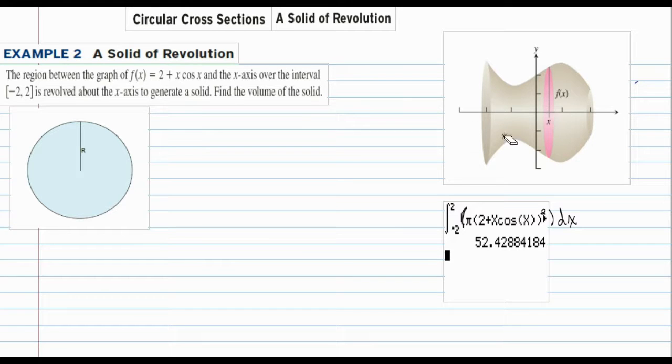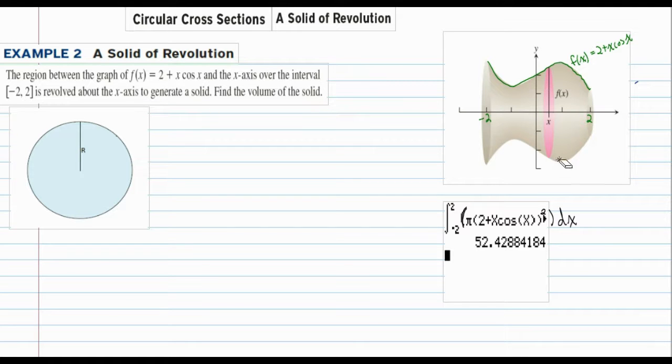So you can kind of see here the region between the graph of f of x equals 2 plus x cosine x. So that's the graph up top, f of x = 2 + x cos x. The area under that, stretching between -2 to 2, is revolved about the x-axis to generate a solid. So you can kind of see this pink circle in here that represents one of the cross sections. We're going to try and find the volume of this solid.